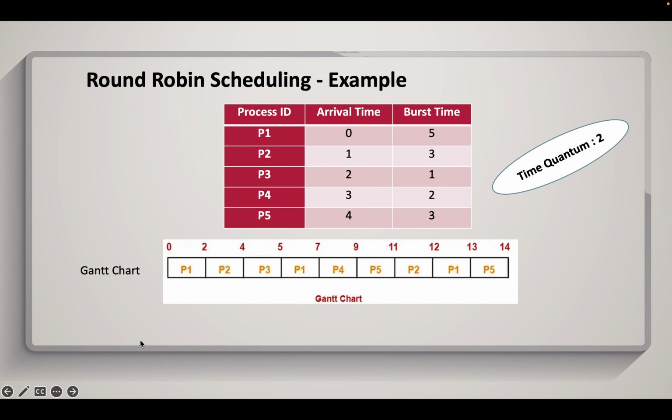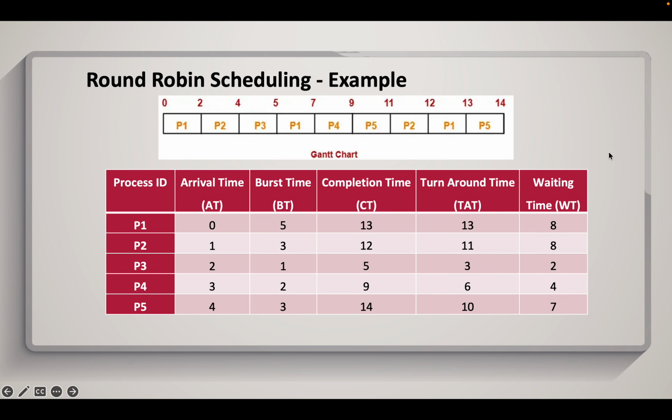See here, the time quantum is 2. It means the first process will get 2 units of time, the second process will get 2 units, and the third process will get 2 units. Here the third process P3 completes its operation within 1 unit of time, so the next process gets on at 5. So each process will get a maximum of 2 units of time because the time quantum is 2. That is round robin scheduling.